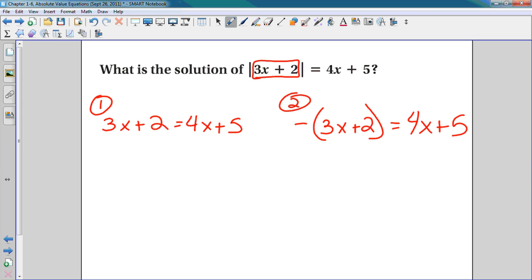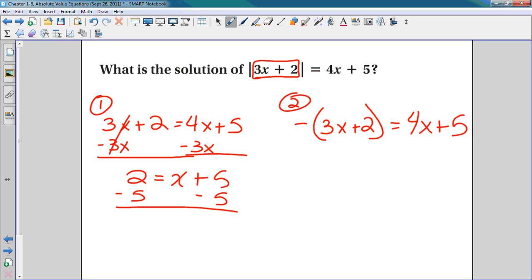Now, first thing I need to do is get my x's together, so I'm going to subtract 3x from both sides. I have 2 equals x plus 5, and subtract 5. So I have -3 equals x. That's one solution.